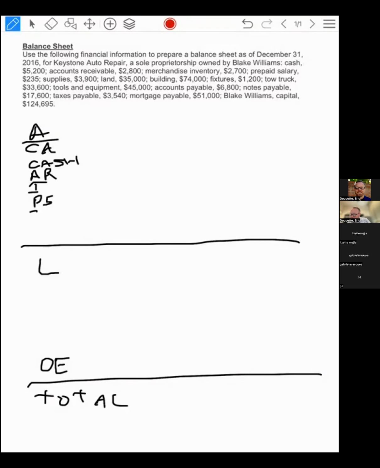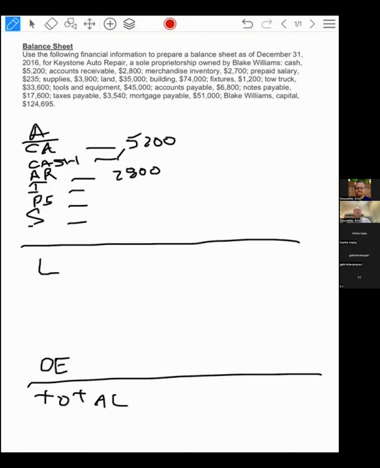I'm not going to be able to fit all this. And it doesn't like my S. Sorry about that. I'm just going to do supplies. There we go. So I have a value on each of these, right? That's a lot. For my cash, I have 5,200. For my accounts receivable, I have 2,800.